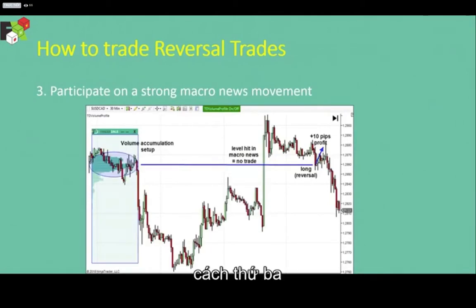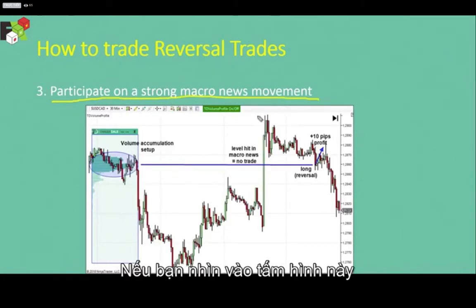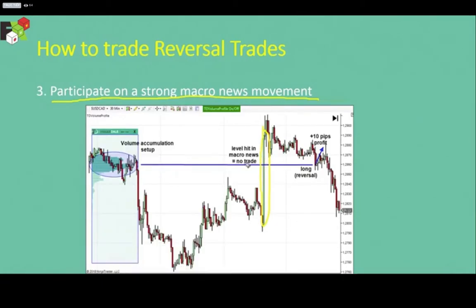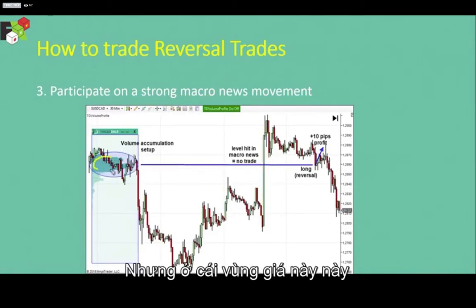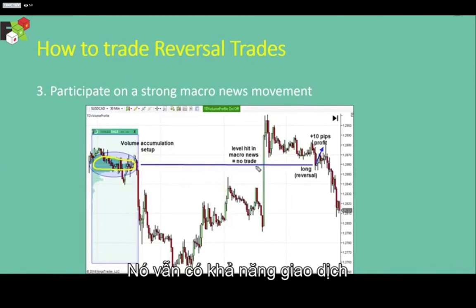Alright, the third way to trade the reversal trades is to participate on a strong macro news movement. If you look at the picture, you can see this aggressive buying candle. This is a reaction to macro news. Obviously, you don't trade macroeconomic news. It's crazy to predict macro news, so you don't trade the news. See, no trade. But still, the level that you had prepared, this volume-based level, in this case it's based on volume accumulation setup, it's still viable to trade only as a reversal.